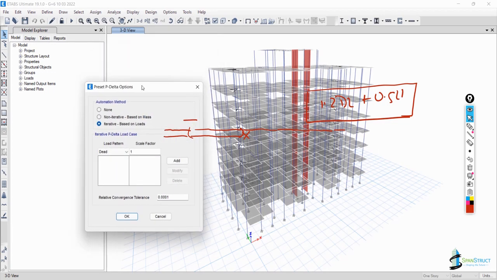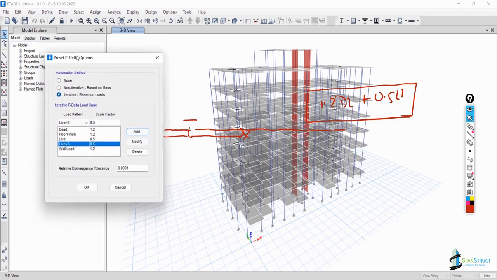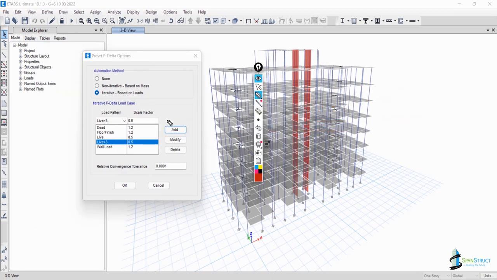So dead will become 1.2. You will add it. Live will become 0.5. You will add it. Floor finish will come under the dead, so this will be 1.2. You add it. Now wall load will come under the dead. You add it at 1.2. Now live greater than 3 will be 0.5 here. You will add it. So like that you have to define the load combinations for defining the P delta option. Before the amendment came in November 2019 in IS 16700, there was no reference to define the P delta.